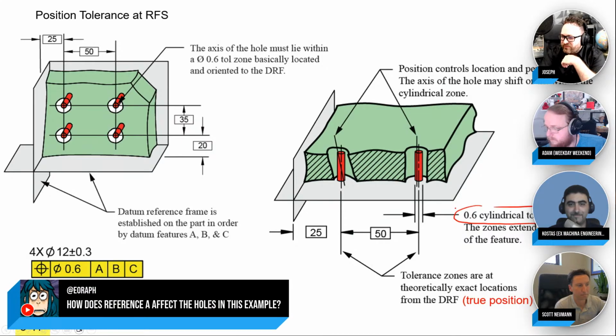Quick question that came up: how does reference A affect the holes in this example? Yeah, that's a good question. You have to immobilize the part in 3D space. If I take my imperfect part right here, it's like, what do you want to look normal to? How do you want to align the part? In this case, we're going to align to that A plane first, and that'll establish the initial 1 translation and 2 rotations of the part. And then you're going to bump it down to our B plane, which will be our surface plate.